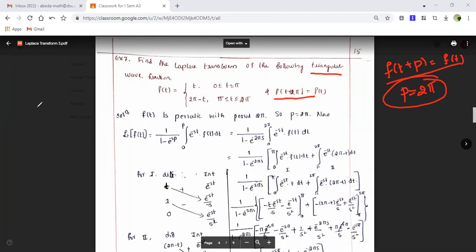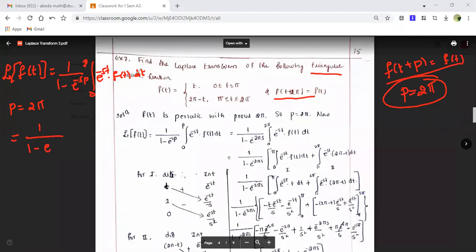Now let's use the formula. The formula for finding the Laplace transform of a periodic function is L of f of t equal to 1 upon 1 minus e to the power minus sp, times the integration from 0 to p of e to the power minus st f of t dt. Clearly they have given that the period is 2 pi. So applying this, it is equal to 1 upon 1 minus e to the power minus 2 pi s, integration from 0 to 2 pi e to the power minus st f of t dt.